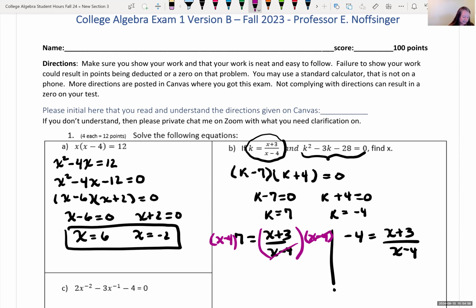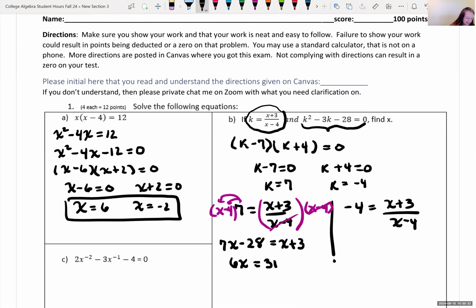The denominator cancels on the right-hand side. Let's distribute our 7 to x minus 4. So 7 times x is 7x, minus 7 times 4 is 28. This is equal to x plus 3. I notice this is a linear equation, so I want all my terms with x to one side of the equation, all my terms without the x to the other side. So let's subtract x on both sides. We get 7x minus x is 6x. And let's add 28 to both sides. So 28 plus 3 gives me 31. Divide both sides by 6, we get x is equal to 31 over 6.